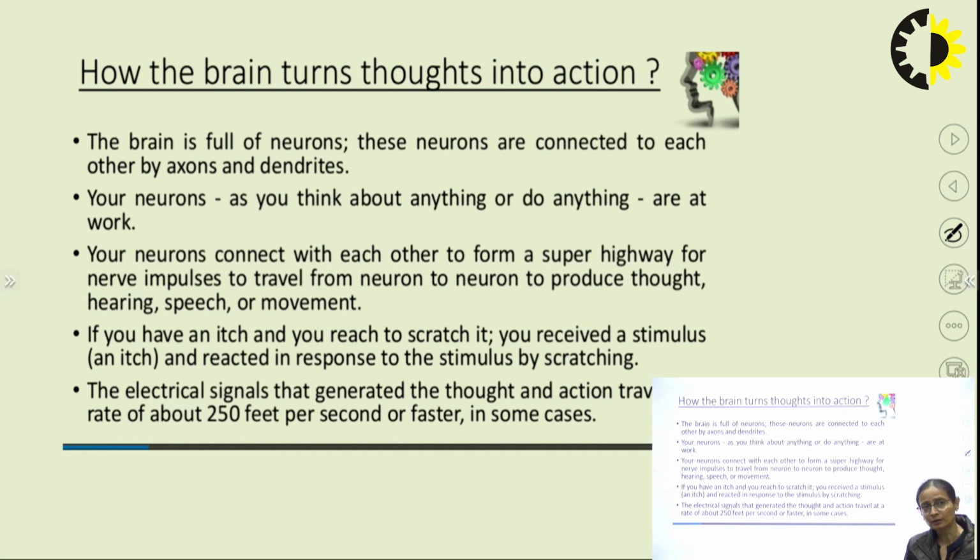And when an action is being generated at one neuron, this is then transferred to other neurons. If you have an itch and you reach to scratch it, you received a stimulus. What is a stimulus? That is an itch. You are having an itching and you reacted to this stimulus. Your body reacted to this stimulus in response, by scratching. The electrical signals that generated the thought and action travel at a rate of about 250 feet per second or faster in some cases.